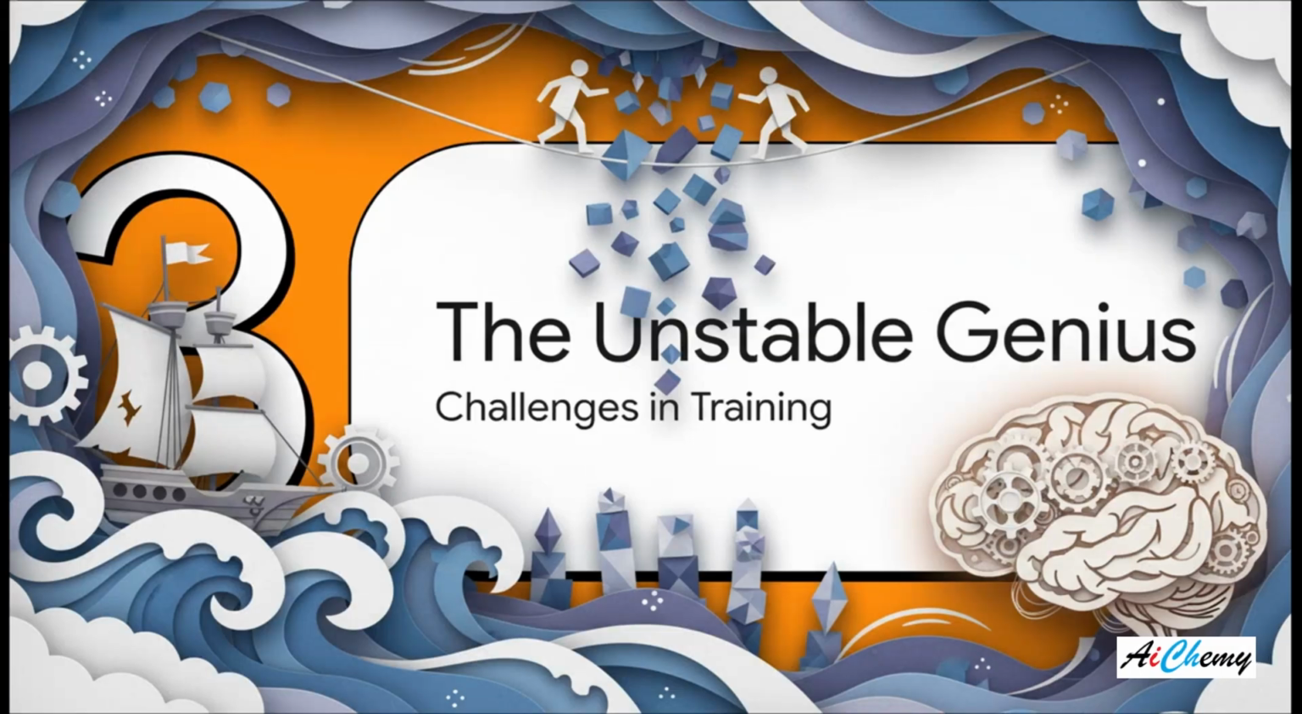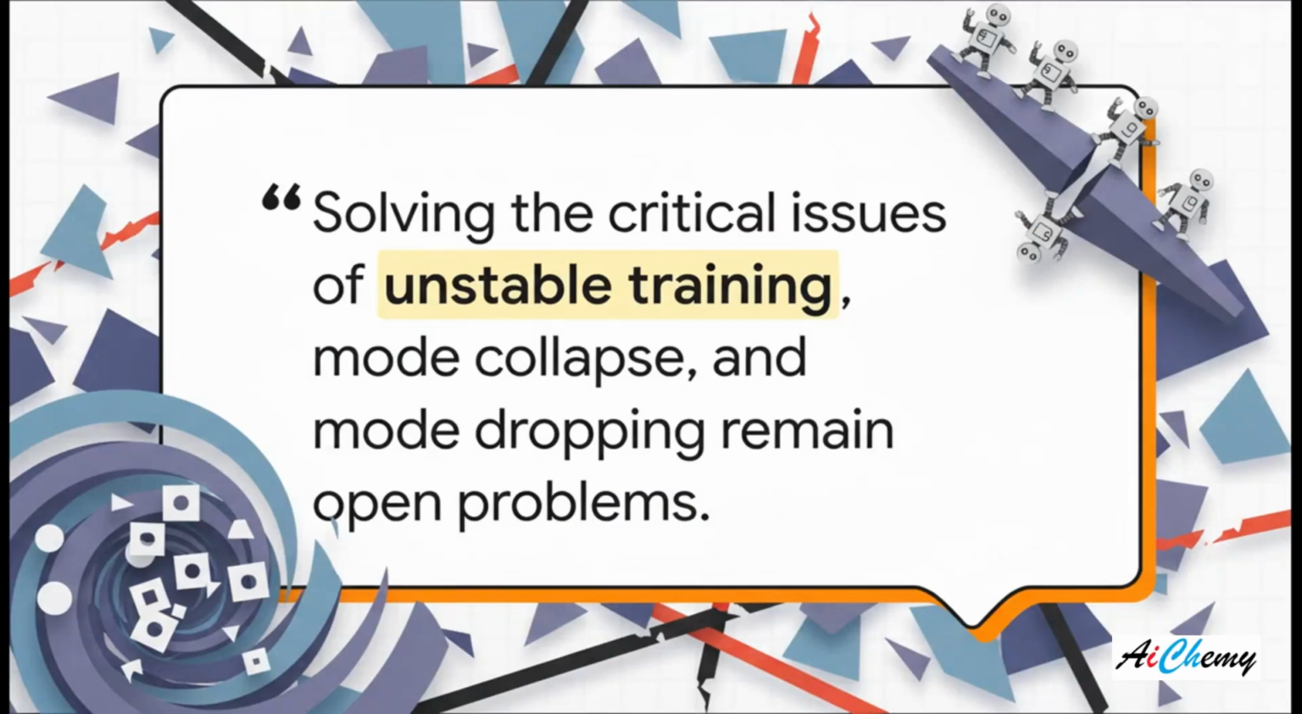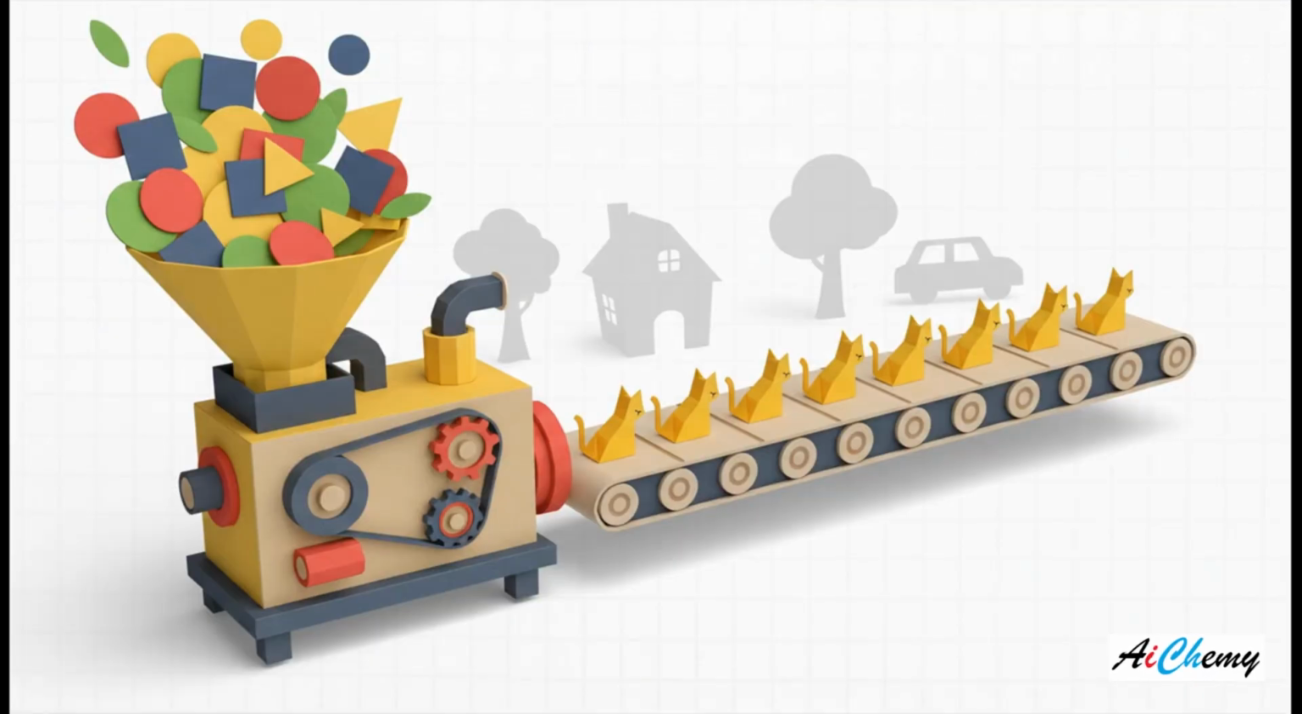But this whole competitive process is not always a smooth ride. It's an incredibly delicate balancing act, almost like a high wire act, that can go wrong really, really easily. And hey, don't just take my word for it. This is a big deal. Researchers have pointed out several major challenges that make training these unstable geniuses a famously difficult task. One of the most common and honestly most frustrating problems is something they call mode collapse.